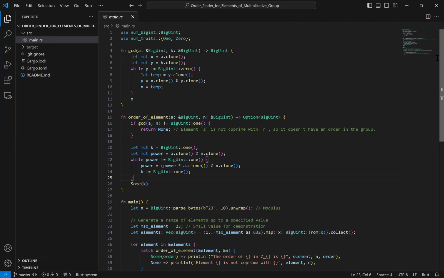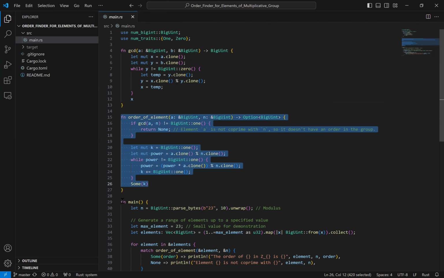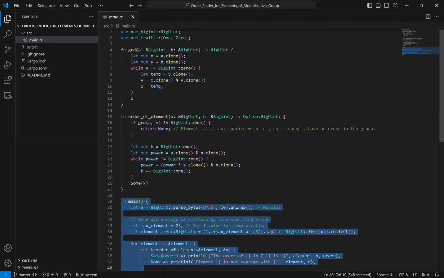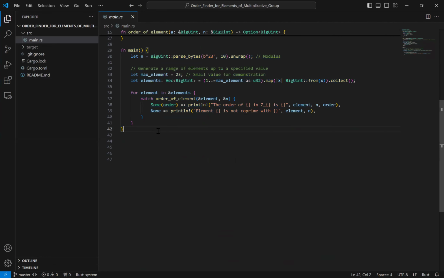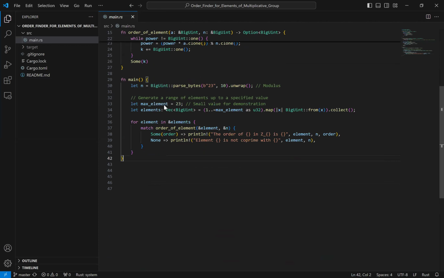One function is to determine which elements belong to the group and which ones do not. And that is the GCD function, by using the extended Euclidean algorithm. And then there's this find order function. And then there's the main function. Now, which elements have I input? My element is 23.